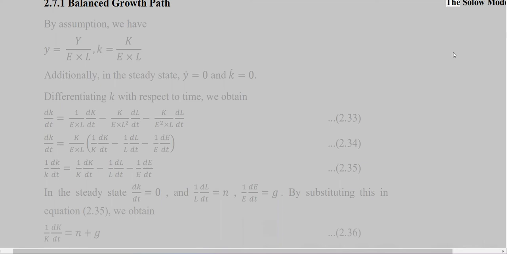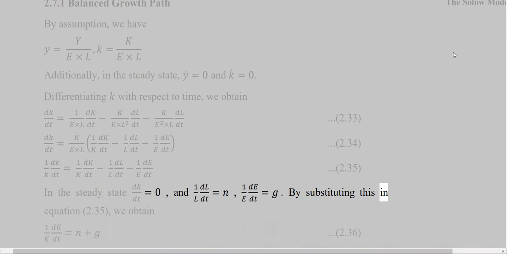2.7.1 Balanced growth path, the Solow model. By assumption, we have equals times equals times. Additionally, in the steady state, equals 0 and equals 0. Differentiating with respect to time, we obtain equals times minus times minus times 2.33 equals times minus minus 2.34 equals minus minus 2.35. In the steady state equals 0 and equals equals.